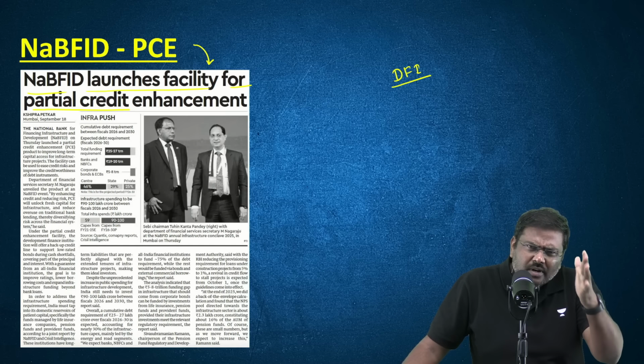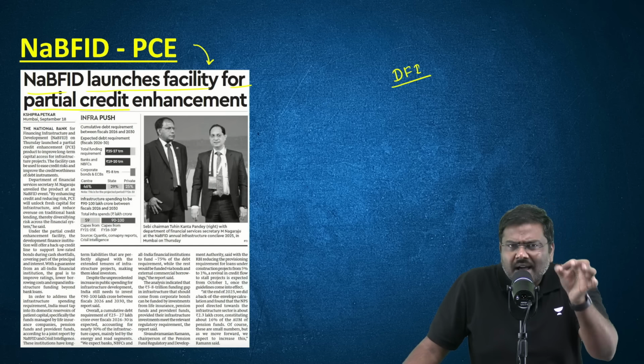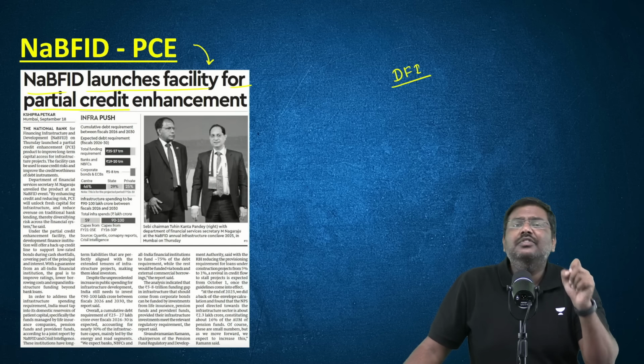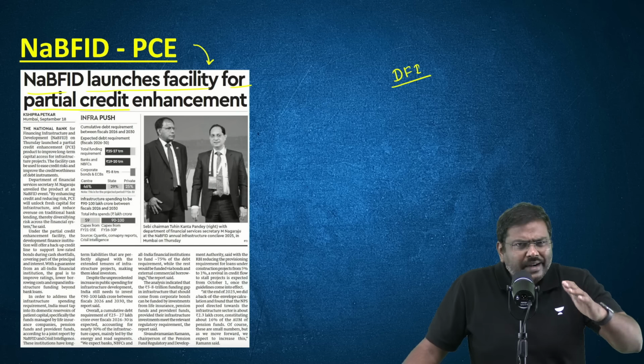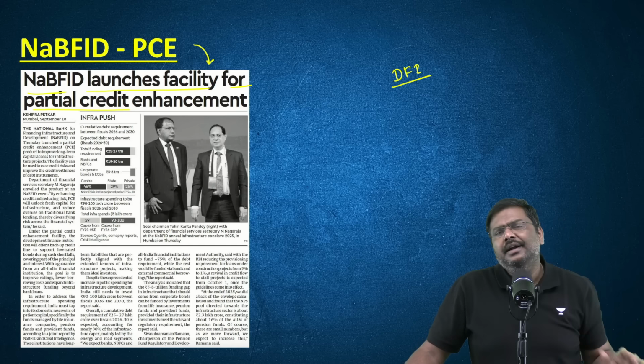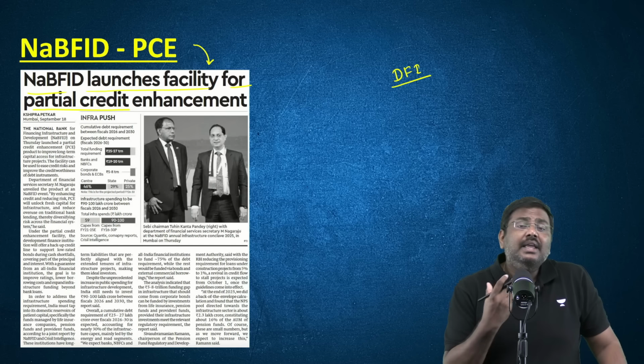I'm pretty sure all of you have heard the name of this bank, ICICI. Earlier, this was a DFI, a Development Finance Institution. Today, it is not a DFI. It is basically a commercial bank in India. But what is the meaning of a DFI?